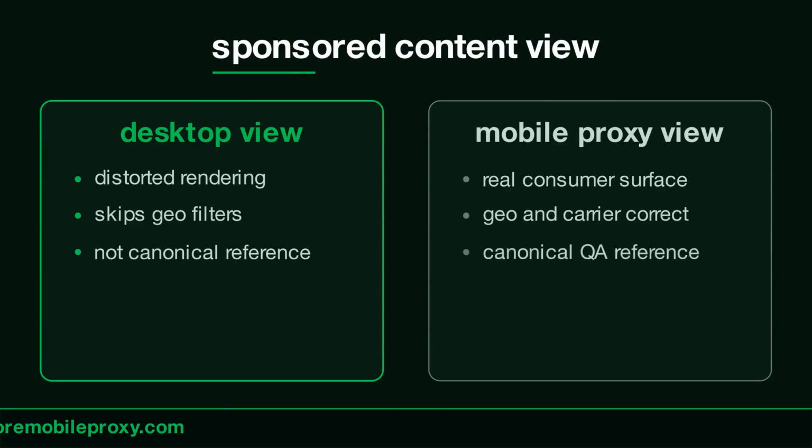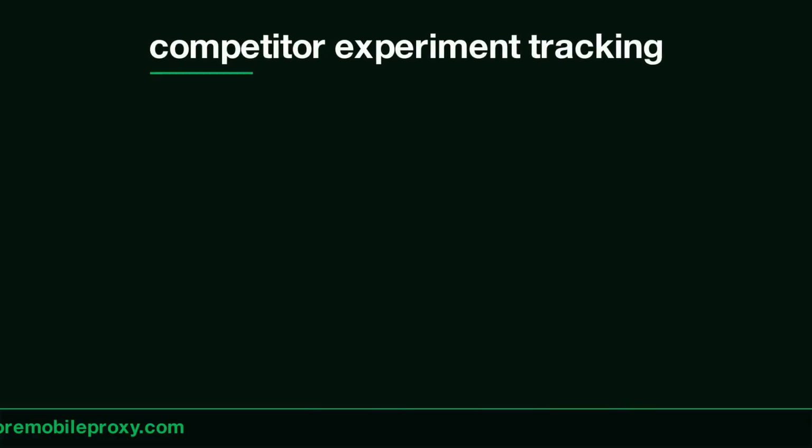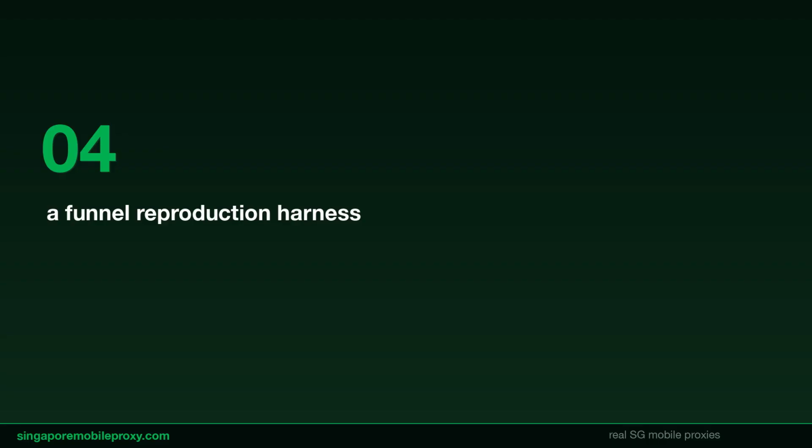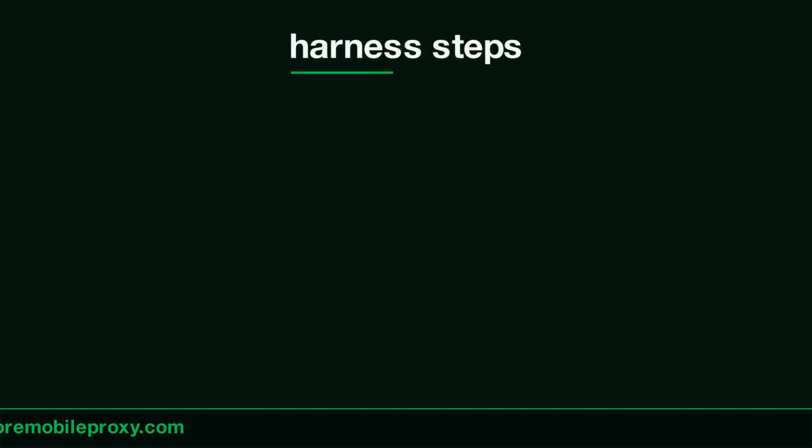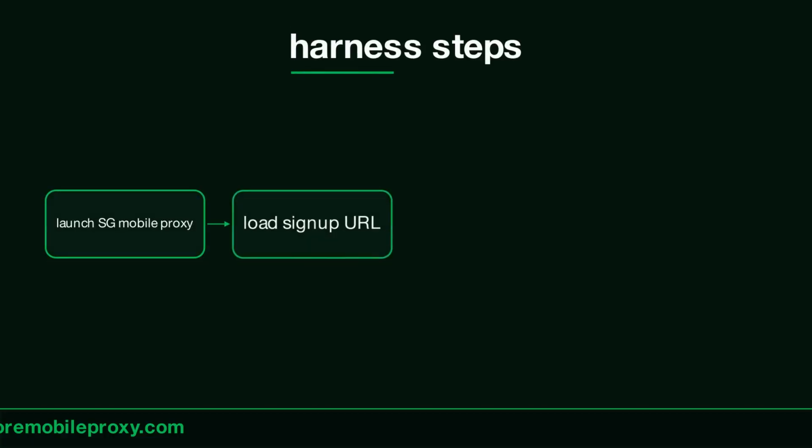Funnel reproduction harness. And here's the harness. It replays a sign-up funnel through a Singapore mobile proxy, captures network requests, and writes a structured trace. Production teams extend it with multi-step funnels, conditional branching for variant detection, and downstream verification that the right events fire in your analytics pipeline. The proxy makes the walk consumer grade, which is the only standard that catches the issues you actually care about.